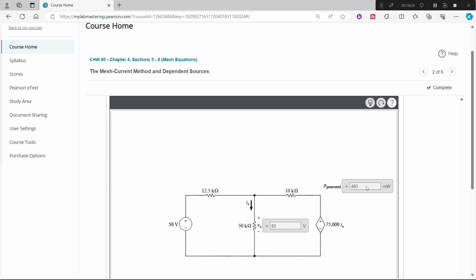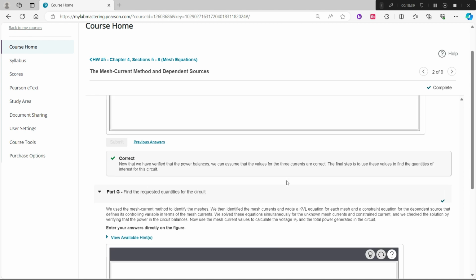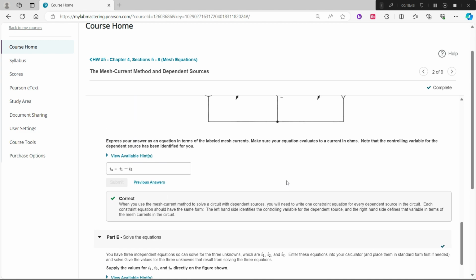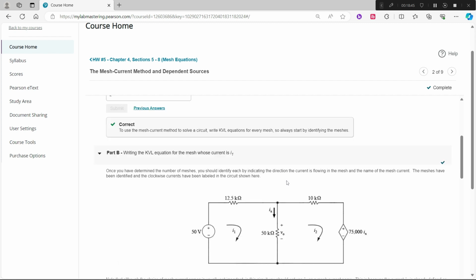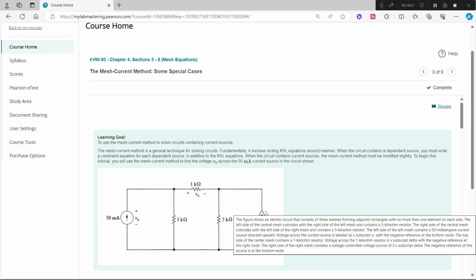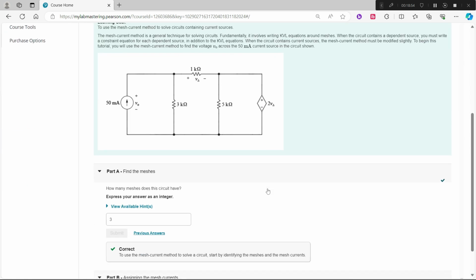Yeah, power generated is the same thing as power supplied. These are negative values, right? The resistors are positive. We're looking solely at the two voltage sources. But yeah, I'll go into more detail on that in another video.